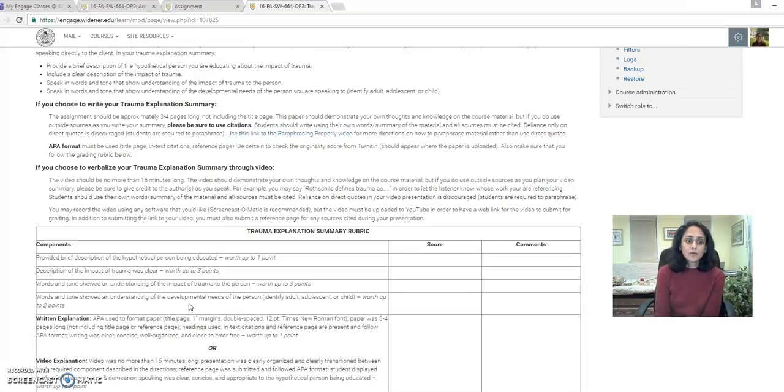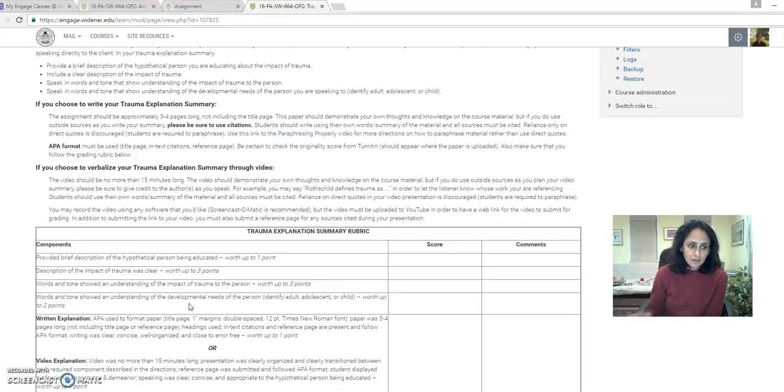And so your words and your tone have to match your client. So if your client is a 5-year-old, you may not use words like, oh, you're hypervigilant or something like that. You would use simple language to explain something to your client.